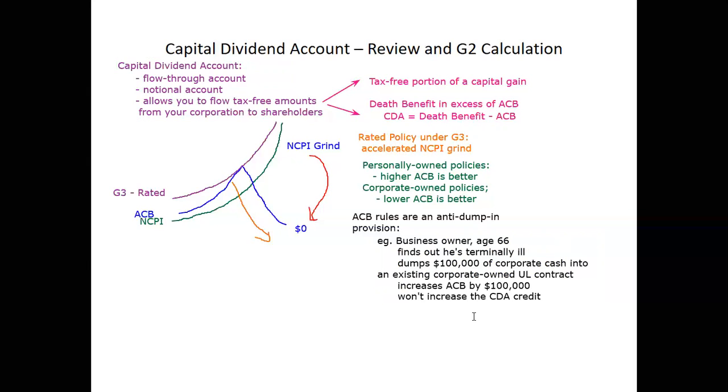Okay, and it's nothing complicated, right? It's the kind of thing that really we're just taking a string of concepts and stringing them together, right? We understand ACB, we understand NCPI, we understand the CDA credit, and now we can see how the three kind of play off against one another. Okay.